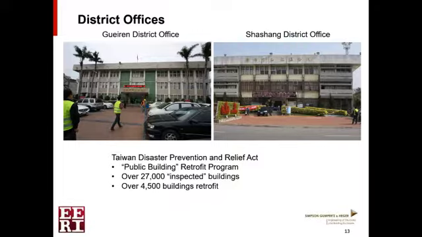That was the Taiwan Disaster Prevention and Relief Act. And as part of that work, over 27,000 buildings have been inspected, meaning that the government is aware of their condition and can do something about it. And of those 27,000, the government has retrofitted over 4,500 buildings.